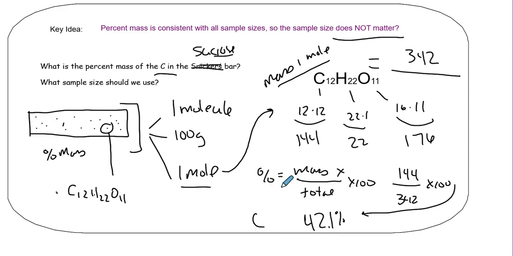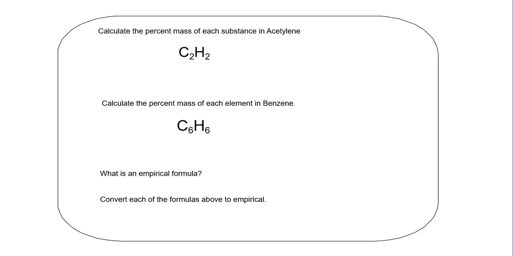So you could figure out the total mass of carbon in an actual Snickers bar. But either way, let's keep moving. All right, so let's calculate the mass percent of each of these substances. I have acetylene here, and I got benzene here. So take a moment, pause it up, and try it. And I'll do it on the side here.